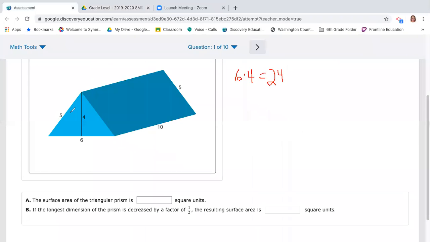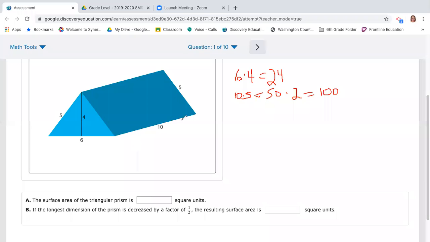Then what we need to do is figure out the area of the sides. So we know that this side, the length is 10 and the width is 5. We also know that the other side over here is also 10 times 5. So we have 10 times 5 in this case, which is 50. And then we do 50 times 2 because we know that it's two sides that have a width of 5. So that is 100.